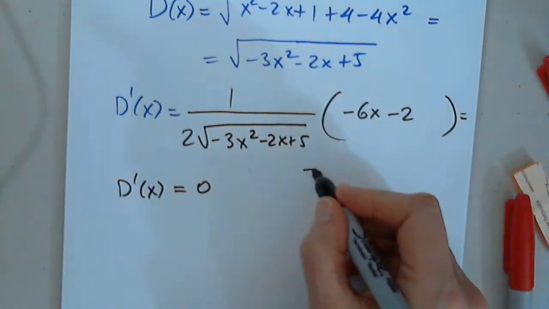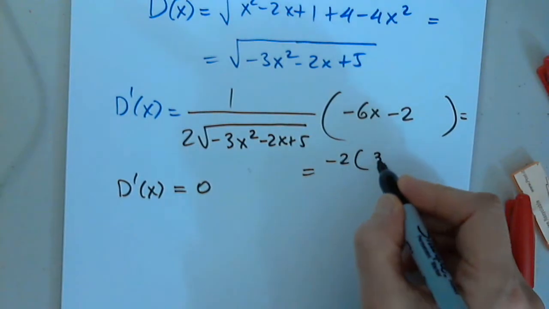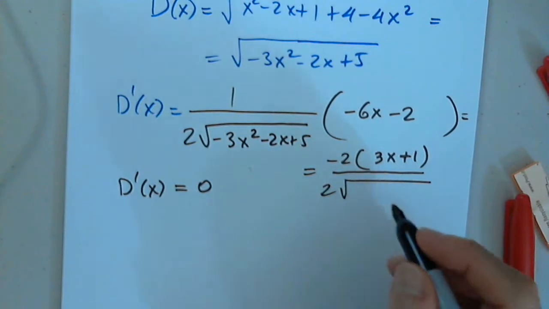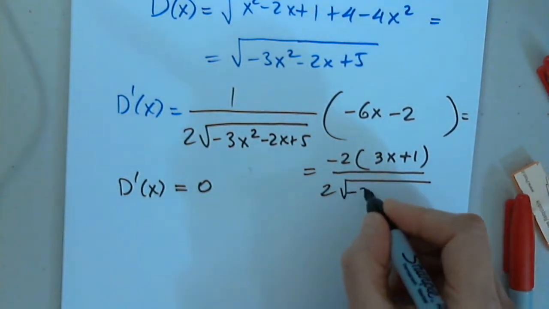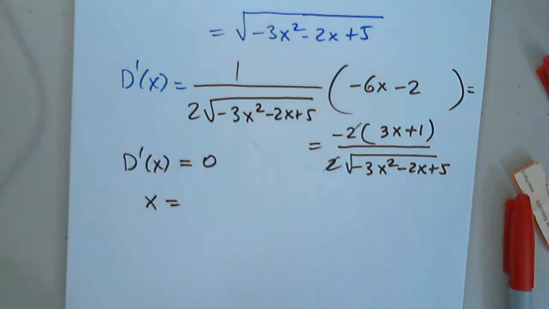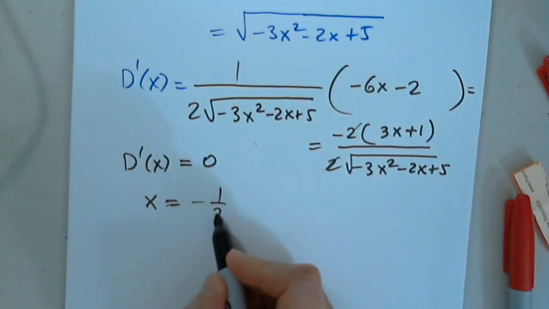So I can clean it up a little bit, factoring out negative 2. So I get 3x plus 1, and then 2 over the square root of negative 3x squared minus 2x plus 5. And these two will go away. So it's easier to determine when d prime is 0, at which x? Anyone? X equals negative 1/3.